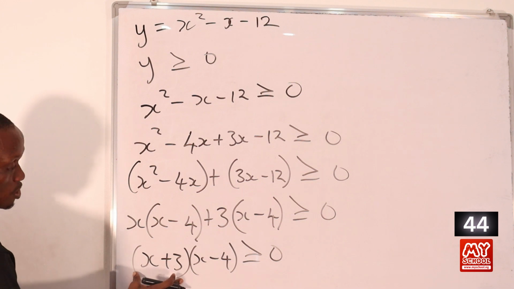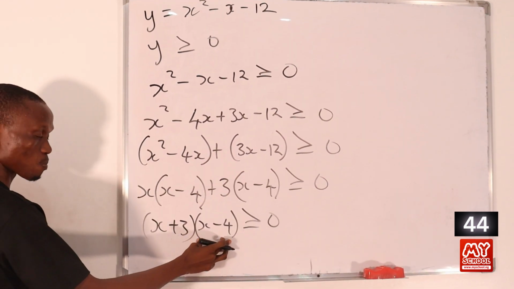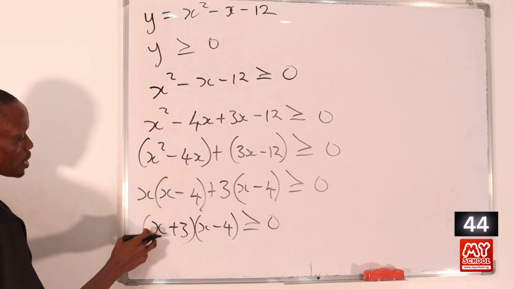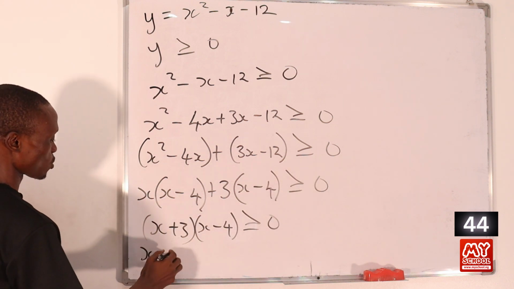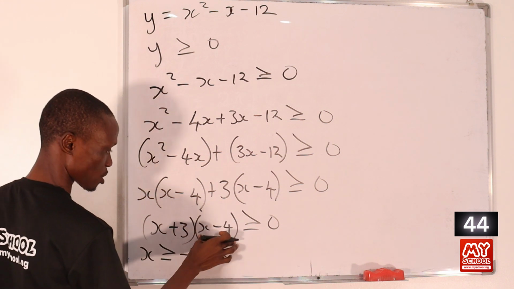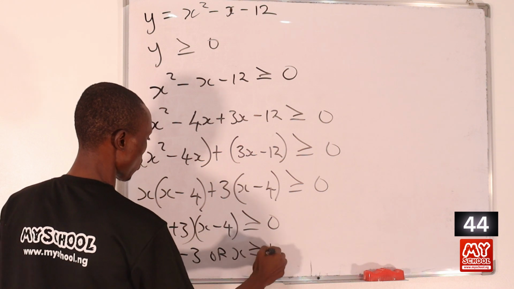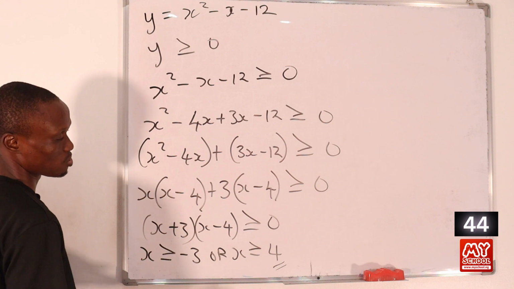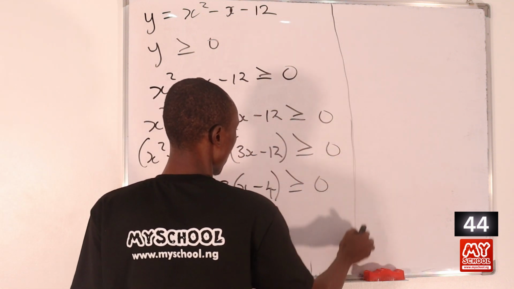Okay, so what we have in the first bracket is greater than or equal to 0, and also what we have in the second bracket is greater than or equal to 0. So if I move 3 to the other side of 0, I'll be having x to be greater than or equal to minus 3, or for the second bracket, I'll be having x to be greater than or equal to 4. Okay, but we cannot conclude that this is our answer. The reason is because we are dealing with inequality. We are looking for a range of values.